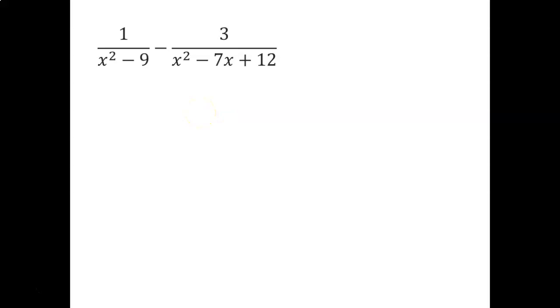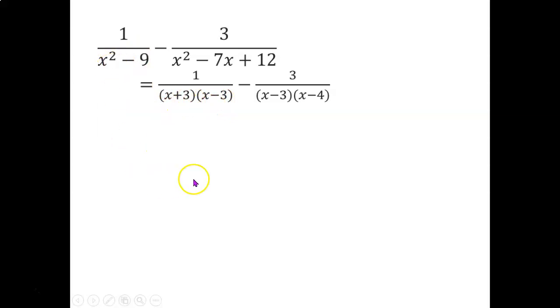Well, the first thing to do is factor each denominator so we can see what we're dealing with here. So x squared minus 9 factors into x plus 3 times x minus 3, difference of two squares. And x squared minus 7x plus 12 factors into x minus 3 times x minus 4. Now, what's missing from the first denominator that the second denominator has? When this guy looks over at this guy and sees what he's got, what's missing?